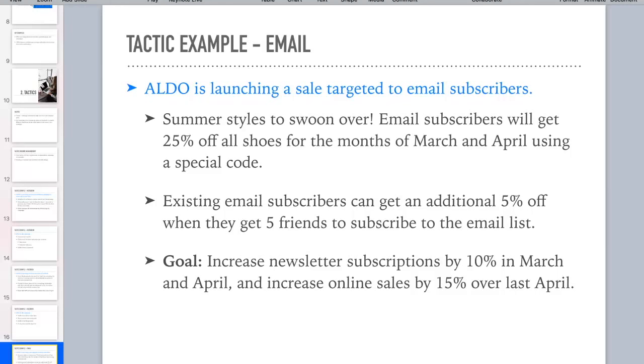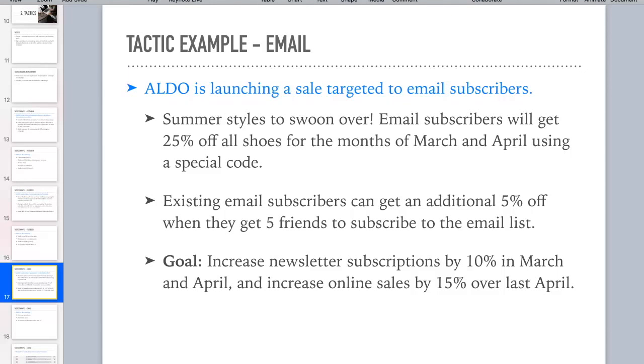Email subscribers will get 25% off all shoes for the months of March and April using a special code. Existing email subscribers can get an additional 5% off when they get 5 friends to subscribe to the email list. So that means that these potential shoppers could be getting 30% off the shoes that they buy between March and April. So the goal is to increase newsletter subscriptions by 10% in March and April, but also increase online sales by 15% over last April. So this is a build and sell kind of combination goal. So it's bringing two different goals together through one tactic.